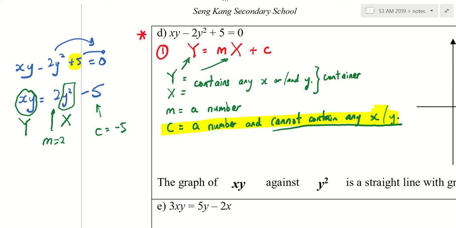But this is never a straight line. By looking at it, it has y squared and xy, so confirm this is a curve. So what do I need to do? I need to change the vertical axis into xy, and I need to change the horizontal axis to y squared.